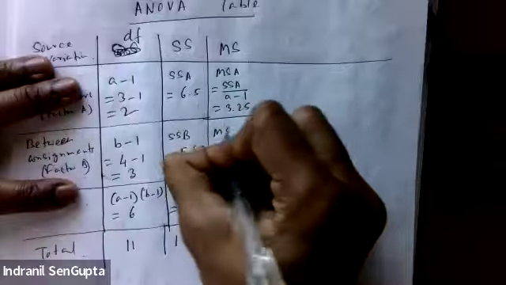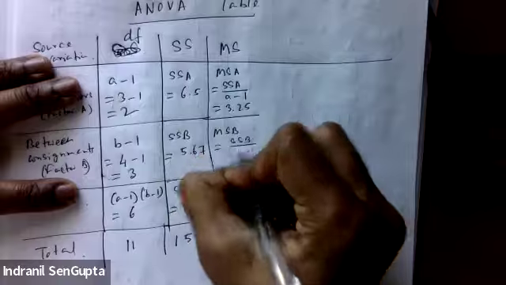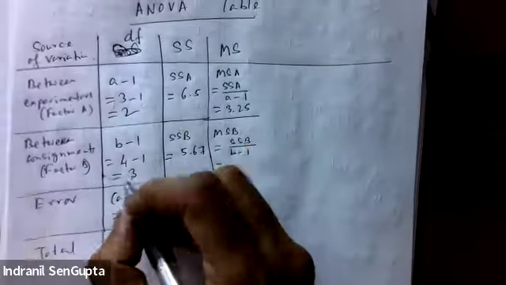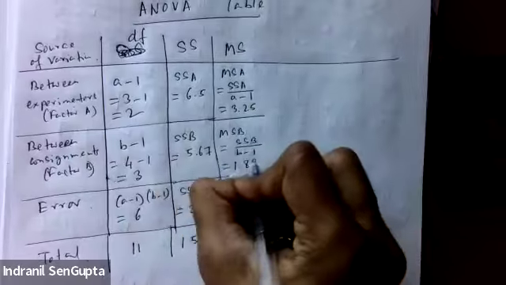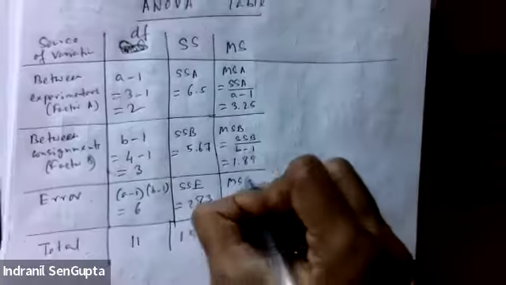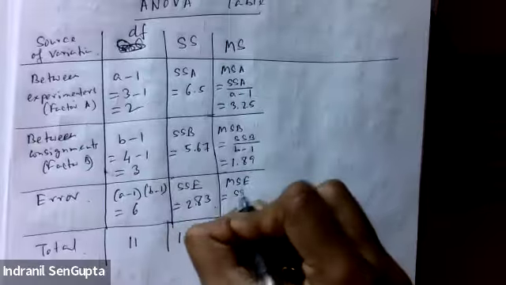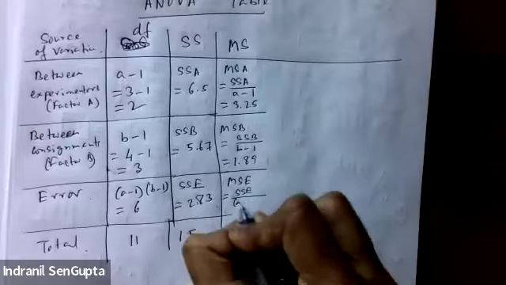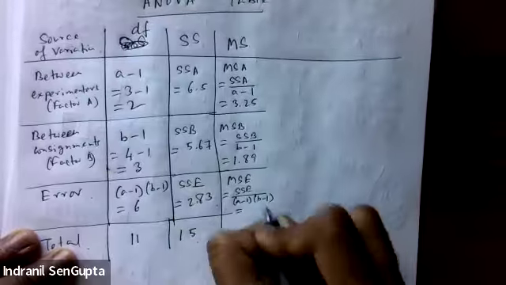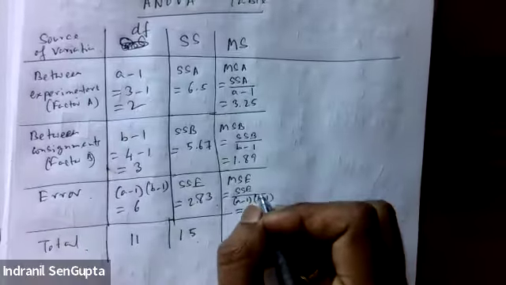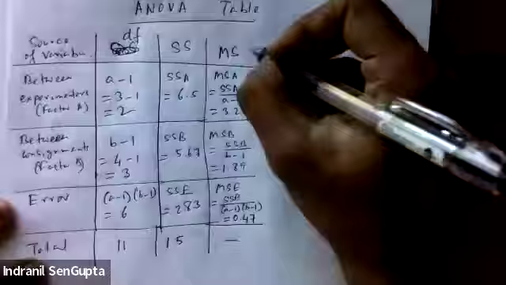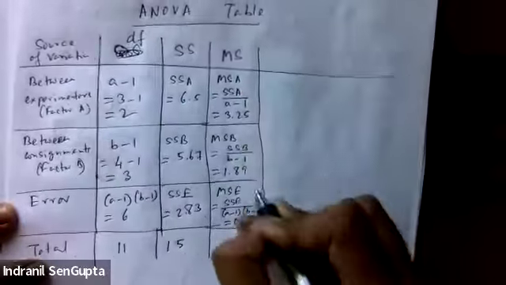MSB is SSB over B minus 1, so it's 5.67 divided by 3, which is 1.89. And finally, MSE, which is SSE over A minus 1 times B minus 1, the corresponding degrees of freedom. If you compute this number, it's 0.47. And these are not additive, so I'll not write anything here.